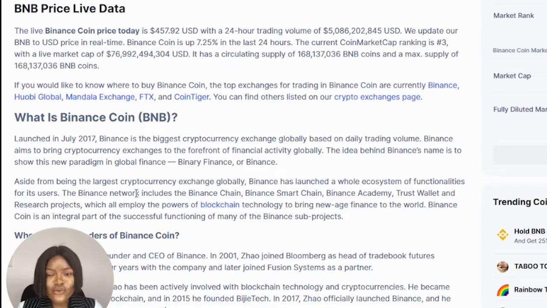The Binance network. Binance has launched a whole ecosystem of functionalities for its users. The Binance network includes the Binance Chain, Binance Smart Chain, the Binance Academy, Trust Wallet, and research projects, which all employ the power of blockchain technology to bring new age finance to the world. Looking at this use case, let's emphasize Binance Chain.